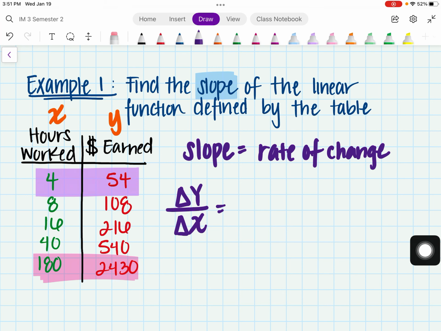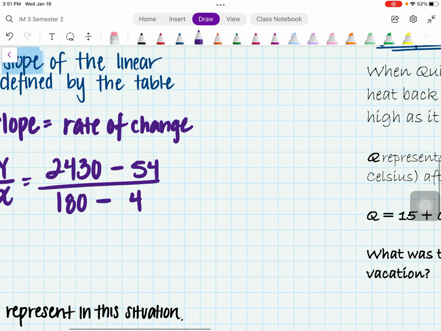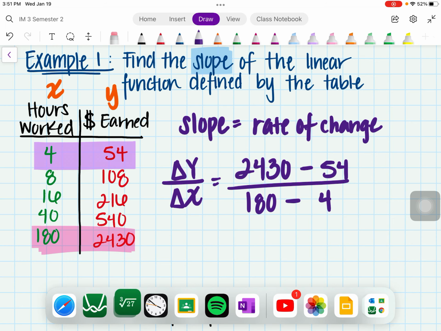So the change of y over the change in x talks about subtracting the y values. I will be starting off with the bigger one. Guys, it doesn't matter which one we start off with, as long as you align the x and the y appropriately. So for example, I did 2,430. Below that, it should be its x value. Its x value is 180. And then minus the x value of 54, which is 4.